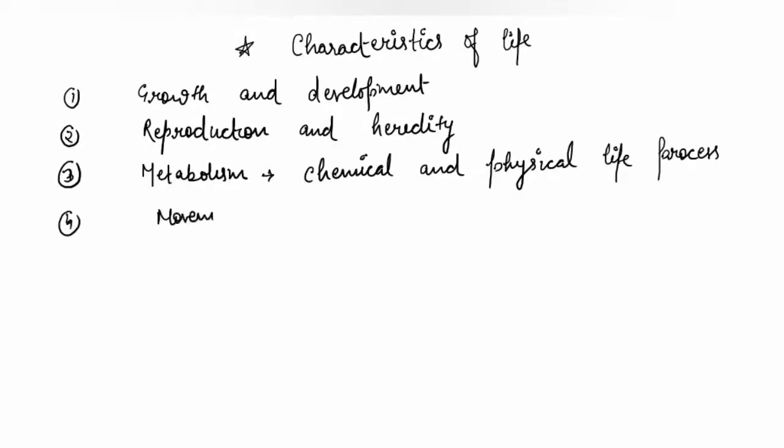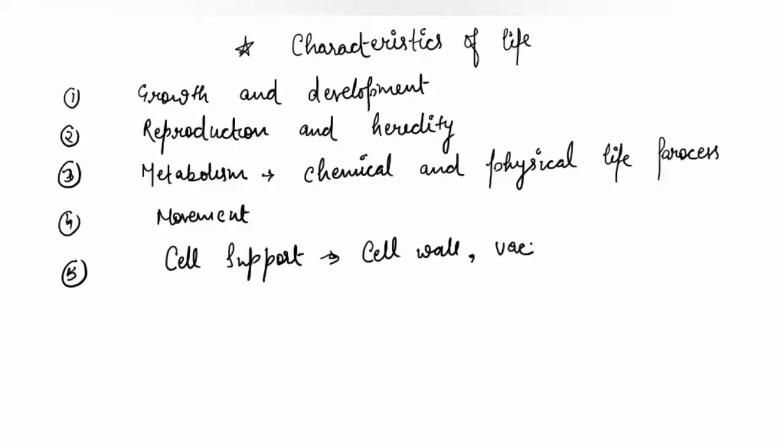Fourth one, movement. Movement is a necessity. It doesn't only mean moving from one place to another, it also means communication. Cell support should be there, like for example in us we have a skeleton system, or we have skin as a protective barrier. So any living organism should have a certain cell support, that can be vacuoles, inclusion bodies like a storage body, or a cell wall.